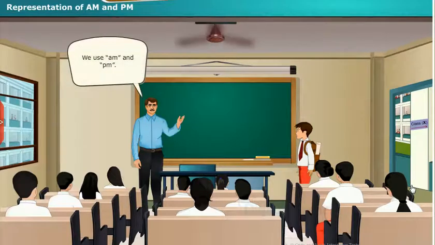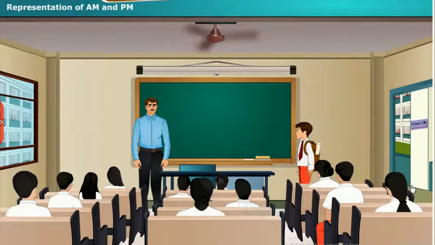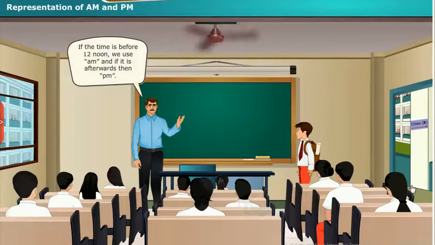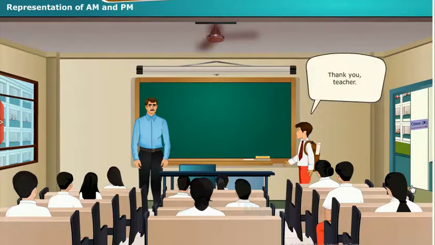We use AM or PM. But how do I know when to put AM or PM? If the time is before 12 noon, we use AM, and if it is afterwards, then PM. For example, 7 o'clock in the morning is written as 7 AM. In the same way, 7 o'clock in the evening is written as 7 PM. Thank you, teacher.